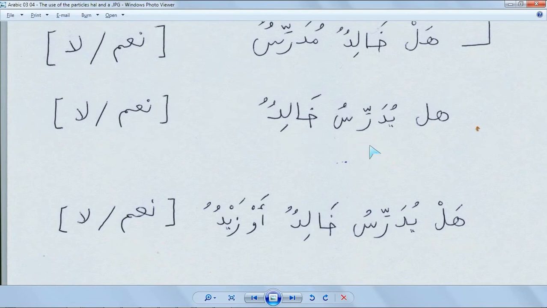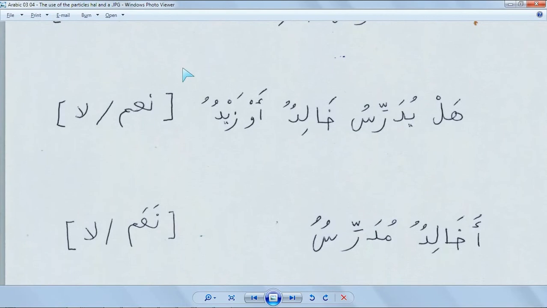Khalid teaches. If we want to ask the question, does Khalid teach? We would just add hal. Again, hal doesn't affect any of the words in the sentence, and we would read it as hal yudarrisu Khalidun. Does Khalid teach? And the answer again is na'am or la. Yes, he teaches, or no, he doesn't.